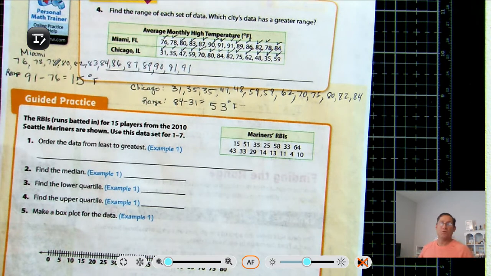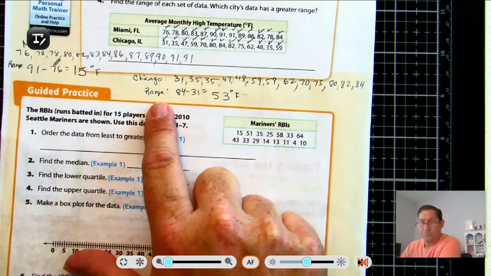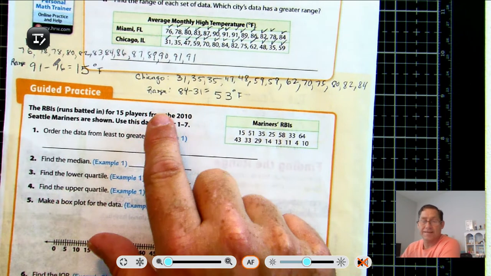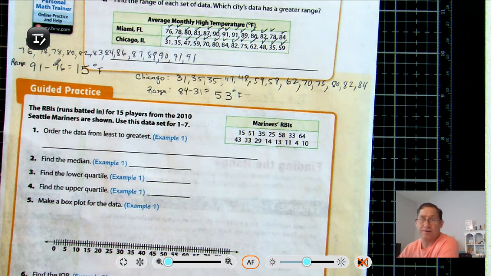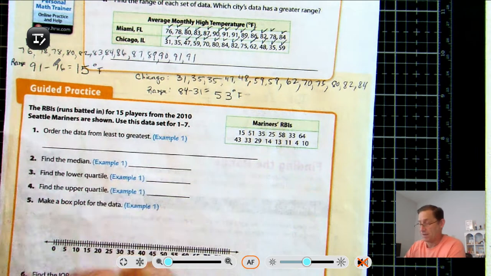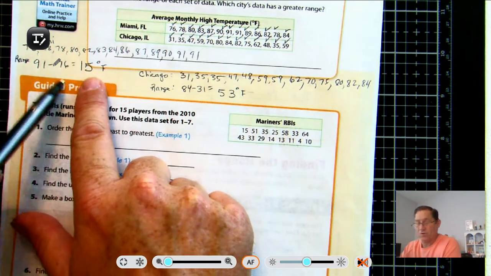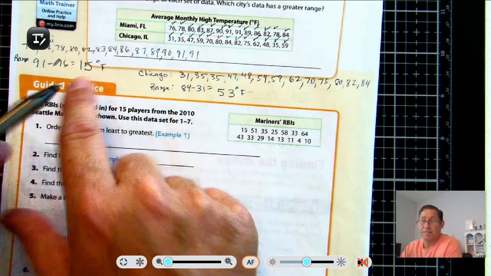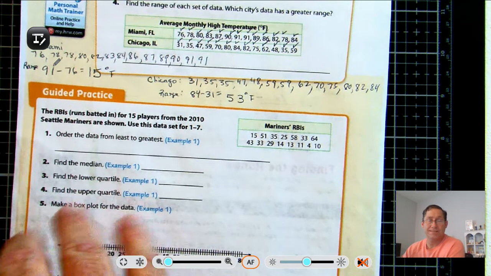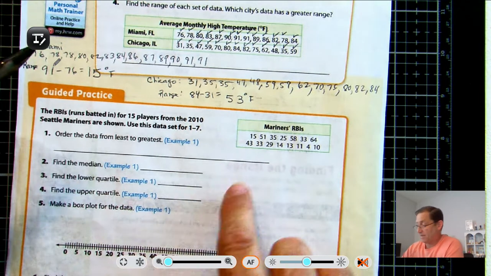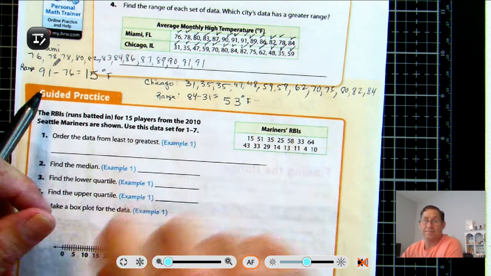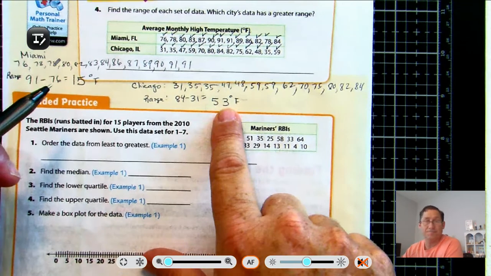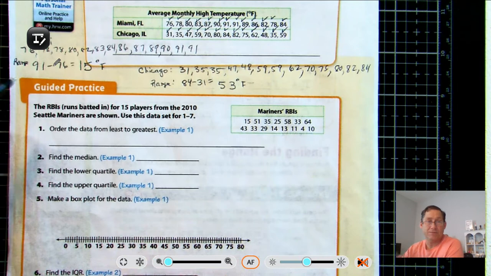Okay, so what does that help you know? Well, we notice that Chicago has a greater variety or extremes between their high and low temperatures. There's a greater temperature difference. Whereas in Miami, there's only a 15-degree difference in the months. You're going to get a low of 76 and a high of 91. In Chicago, it gets as low as 31 and as high as 84. So there's a big gap between their low temperatures and their high temperatures.